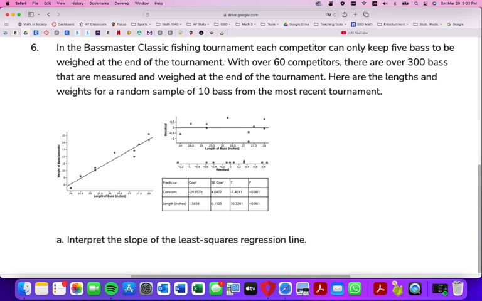In the Bassmaster Classic Fishing Tournament, each competitor can only keep 5 bass to be weighed at the end of the tournament. With over 60 competitors, there are over 300 bass that are measured and weighed at the end of the tournament. Here are the lengths and weights for a random sample of 10 bass from the most recent tournament, right?